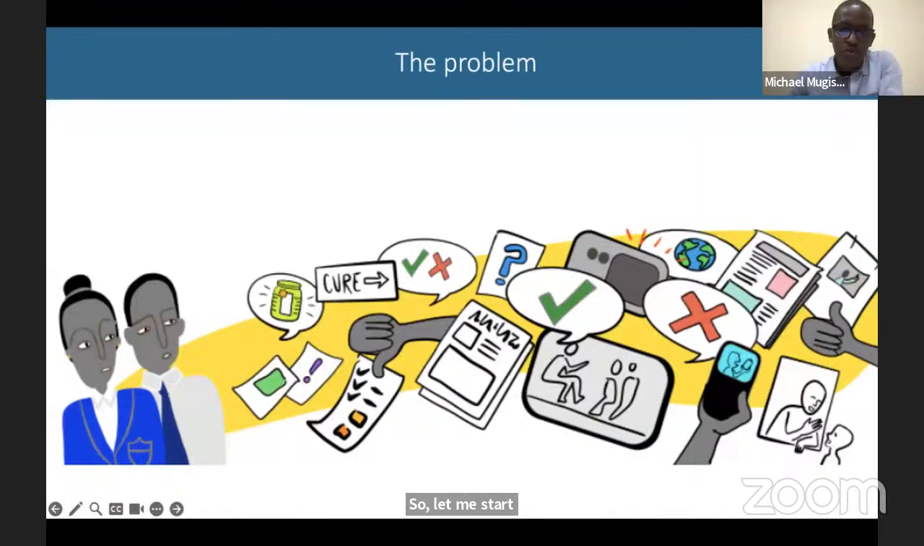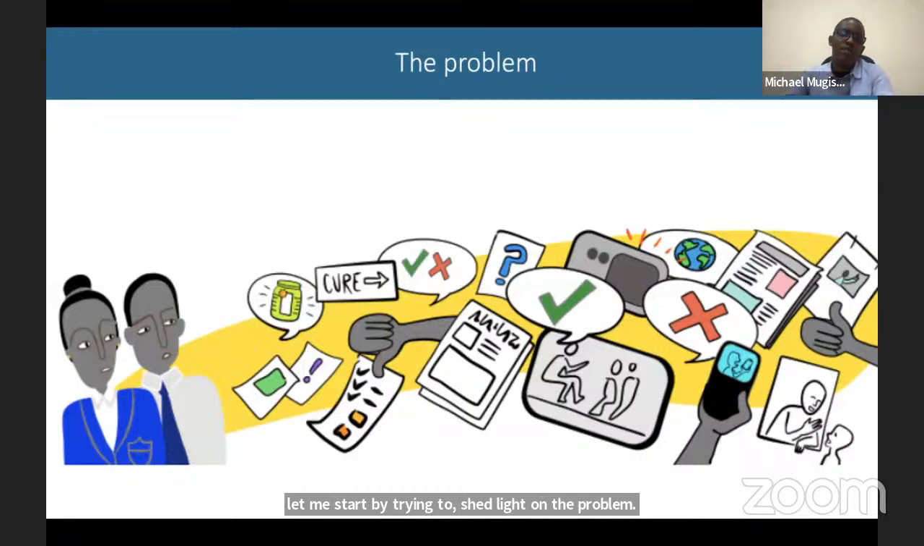Let me start by trying to shed light on the problem we're trying to address. And the problem is that we are flooded with a lot of information in general, and health information in particular. And most of this health information we receive in everyday communication, one-on-one or in media or in magazines or in whatever other media and communication channels people can have.